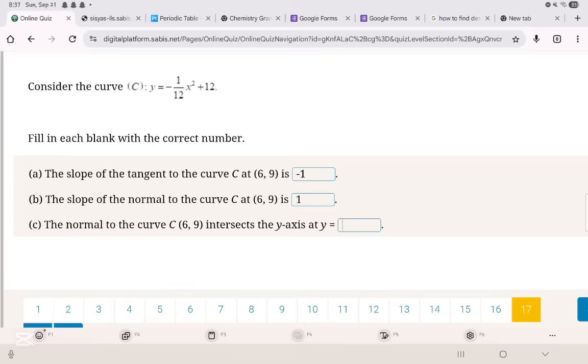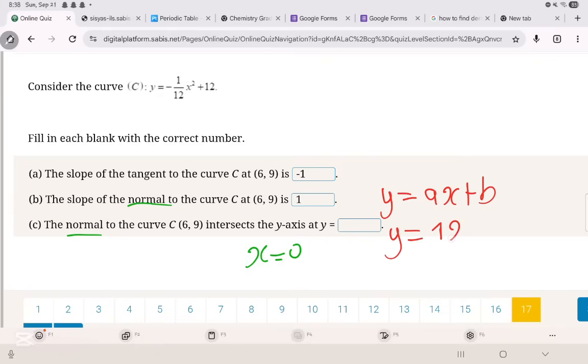It is 1. Now part C, the normal to the curve C, 6, 9 intersects the y-axis. When they say intersects the y-axis, that means x is equal to 0. So now we'll need to do what? We'll need to write the equation of the line of the normal. Normal is a straight line. So it's y equals ax plus b. Right, we have our slope, which is 1. Y is equal to 1x plus b, very simply.